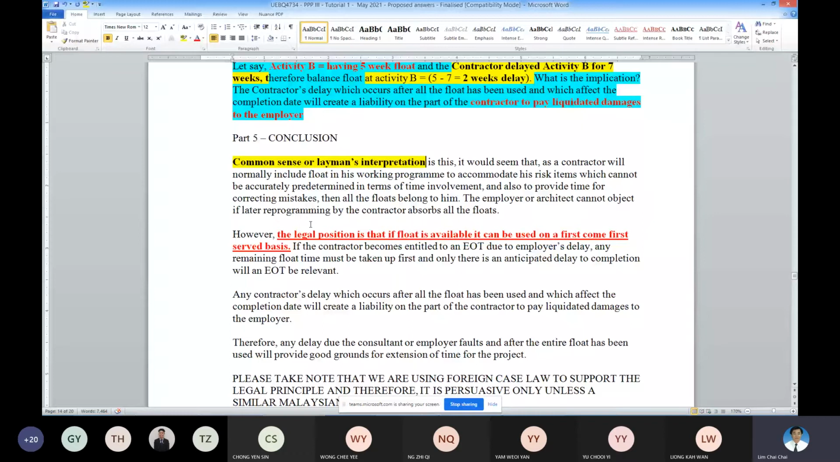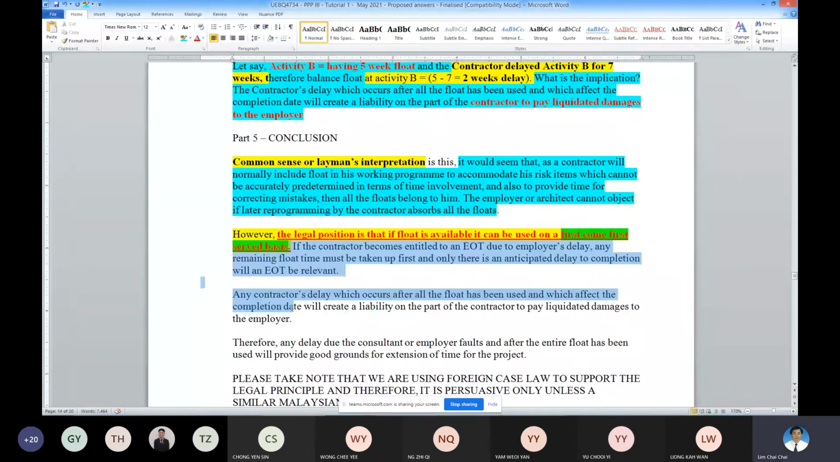So what is the legal interpretation? It means first come, first serve. That is the legal interpretation. It doesn't mean that if the contractor prepared the program, all the floats belong to the contractor. So the layman interpretation is no good. This is the legal position: first come, first serve. Those who delay it further will be responsible. This is the first come, first serve principle. So this is how you understand this particular question.